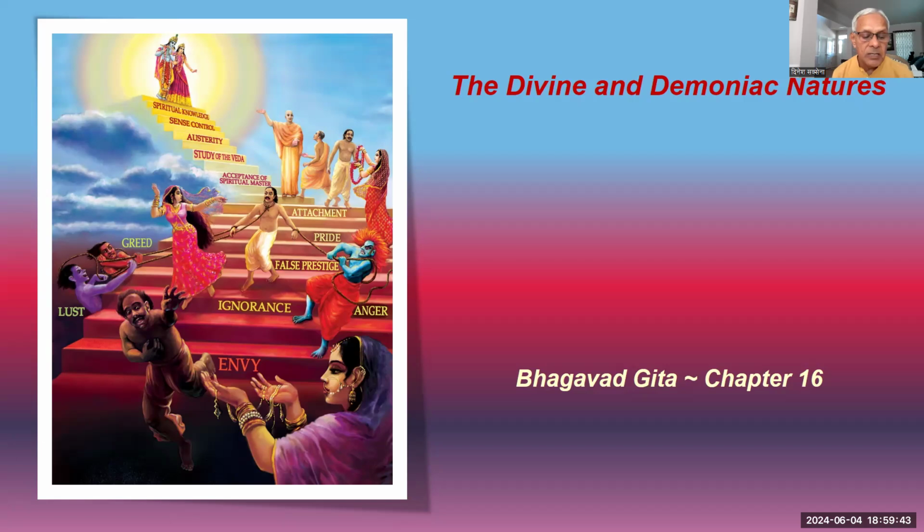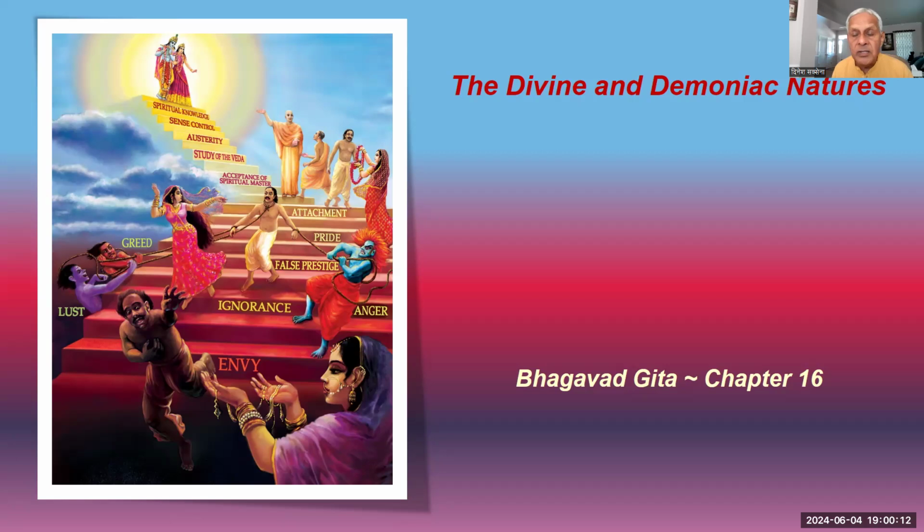You can just see that in chapter number 15, we studied the inverted banyan tree, which represented the material world. It is just the opposite replica of the real spiritual world. The real world was a spiritual world. And there were branches going up and there were branches going down. The branches going up represented higher planets. The branches going down represented lower planets.